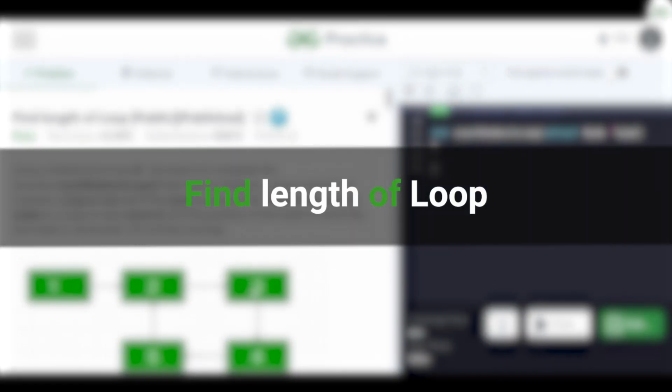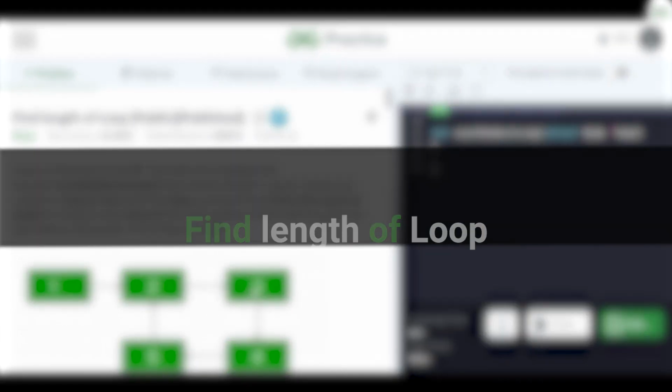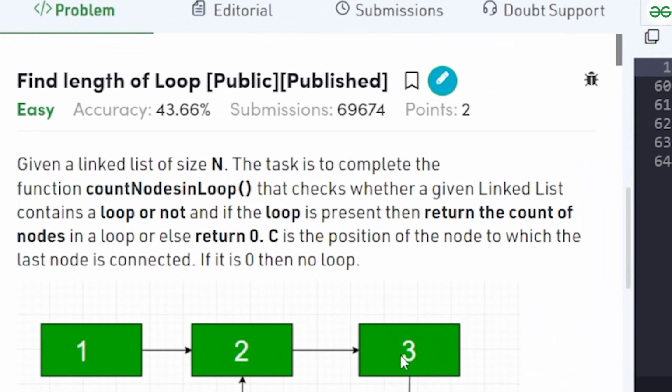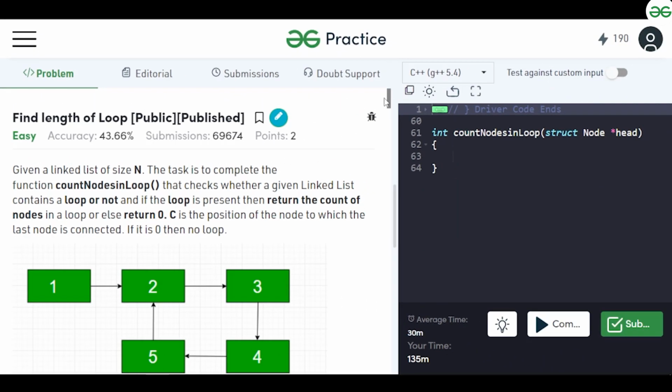In this video we will discuss the problem find length of loop in a linked list. Previously this problem has been asked in Adobe and Amazon. The problem says that you will be given a linked list that will consist of n nodes and you have to check whether a loop exists in the linked list or not. If the loop exists, then you have to return the length of the loop, otherwise you have to return 0.